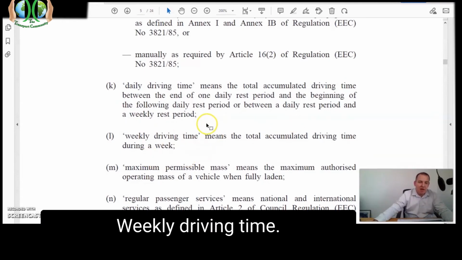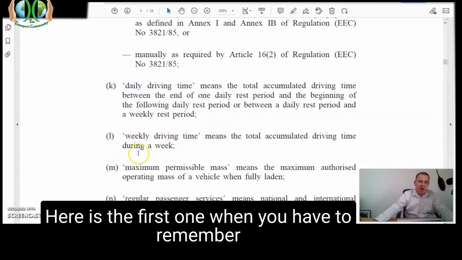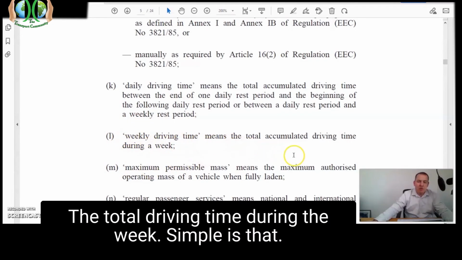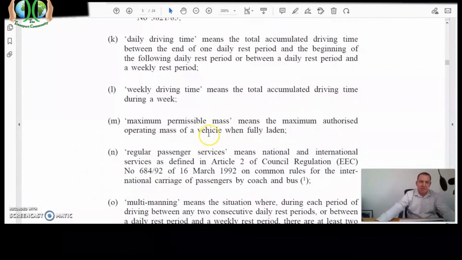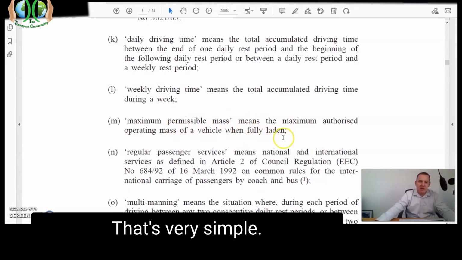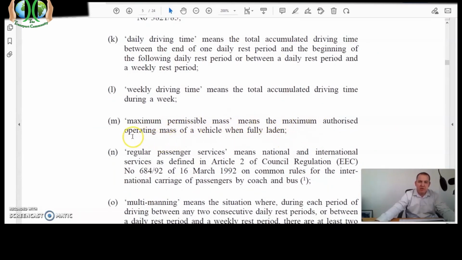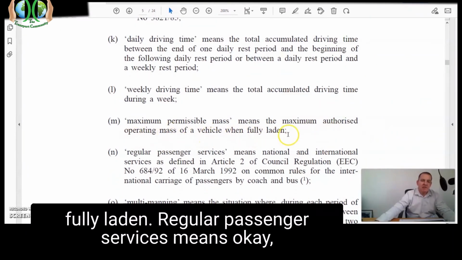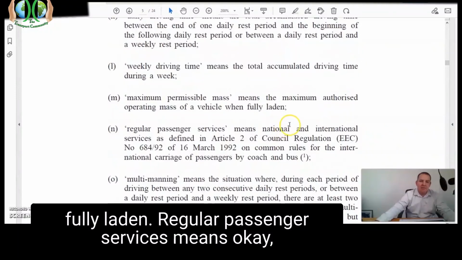Weekly driving time. Here is the first one, when you have to remember what the week means. And the weekly driving time is the total driving time during the week. Simple as that. Maximum permissible mass. That's very simple. Maximum authorized operating mass of vehicle when fully laden.